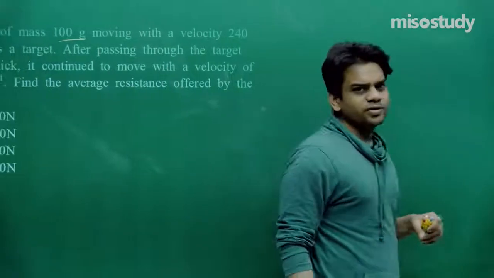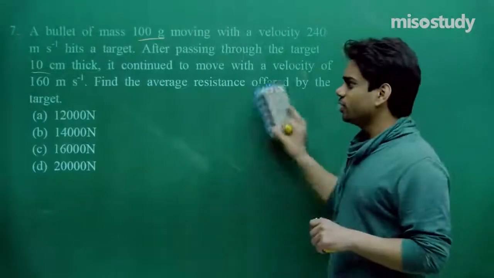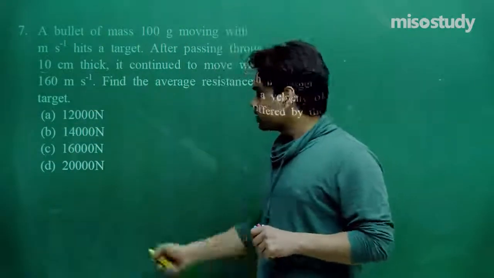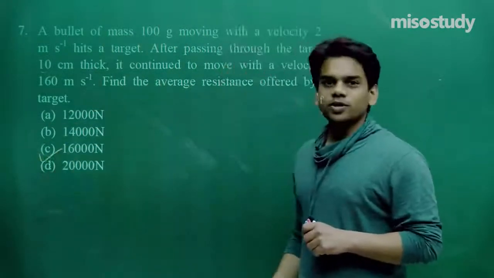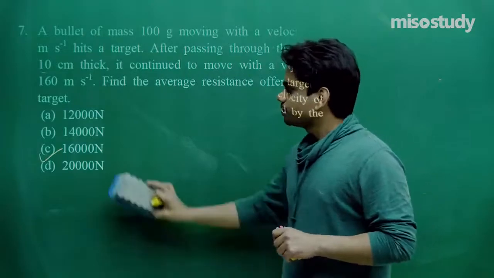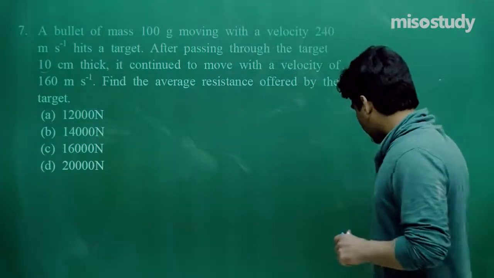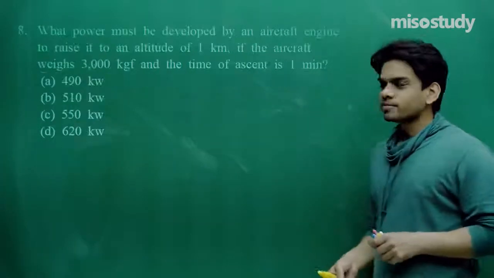Because 24 whole square is 576, I believe that you will be knowing that and you can easily solve this. The right answer is option number C, that is 16,000 Newton for this problem. Now let's proceed with the next question without taking more time.